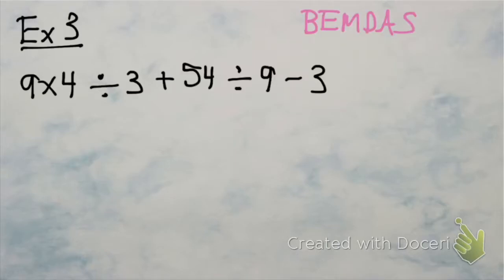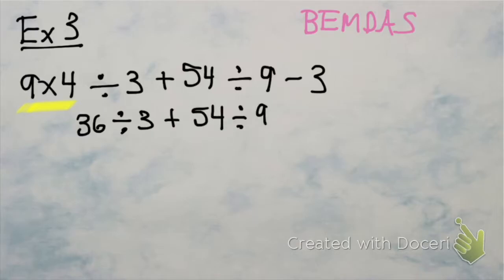Now, let's see here if we can do a third example. I got a lot going on, but I'm more leaning towards this here and not so much the pluses and the minuses. So the first thing that I'm going to do that I see first is 9 times 4. So I have 36 divided by 3 plus 54 divided by 9 minus 3.